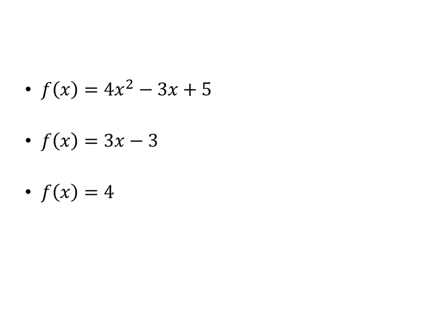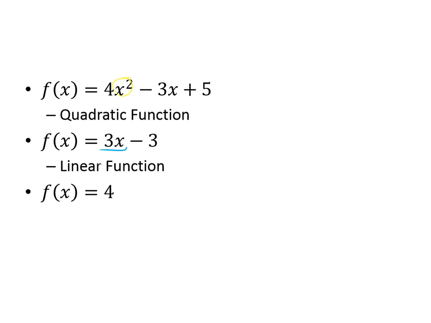So if we look at these three different functions, they've got different names. The first one is called a quadratic function. You see how it's x squared. The next one, since it's not x squared, it's just x, would be a linear function. And the last one doesn't have a variable. That is called a constant, which means there is no change, it's just a constant number.